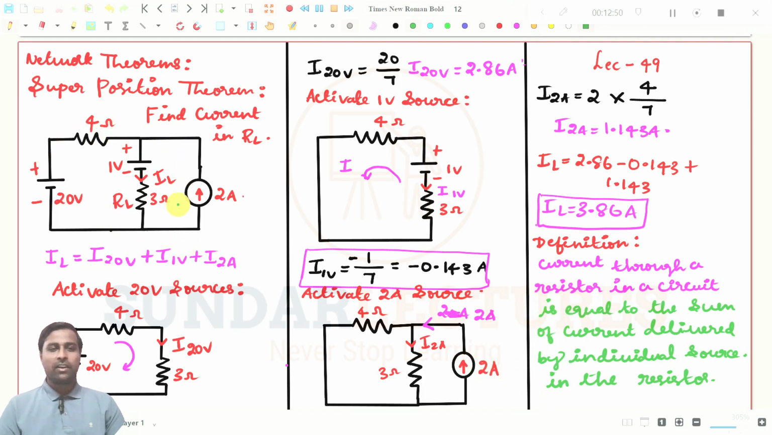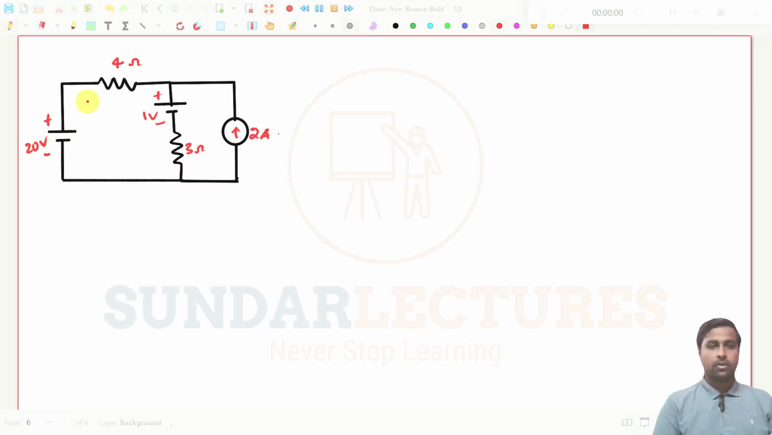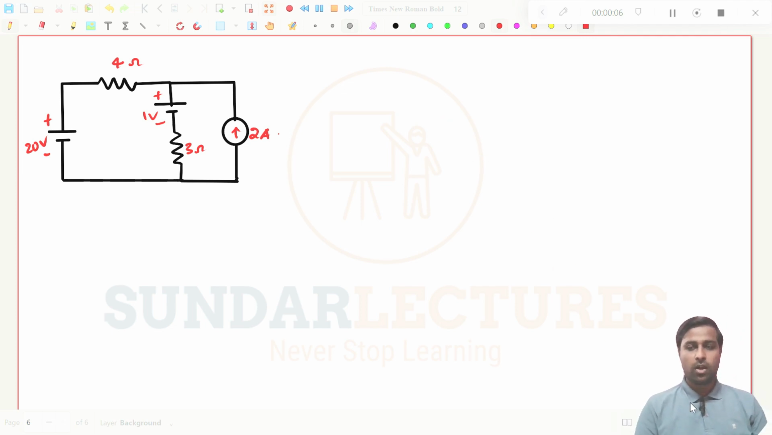Maybe we will take the circuit and try to solve this by mesh current analysis method to find the current in this 3 ohms resistor, so that we can easily compare these two results and get a good idea about superposition theorem. So we will take this circuit to the next page and find it by mesh current analysis method. So I have taken this circuit. Now we are going to solve this by mesh current analysis method.